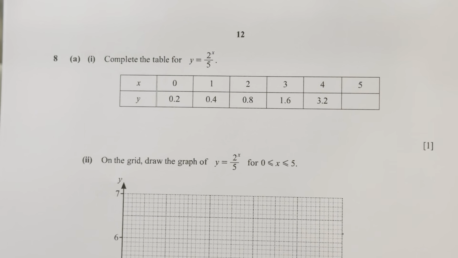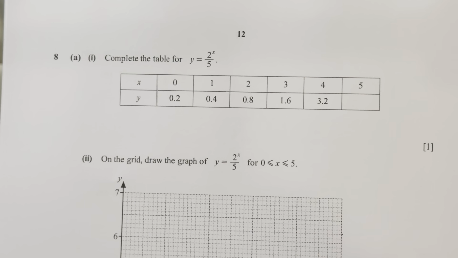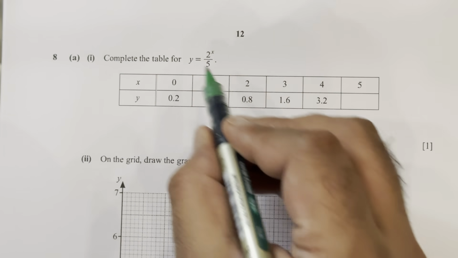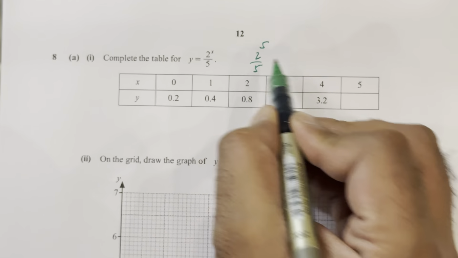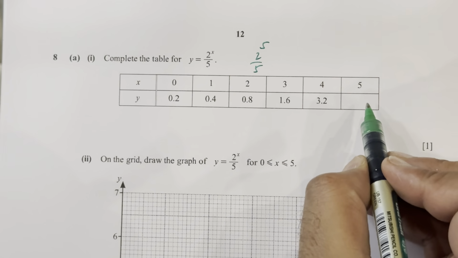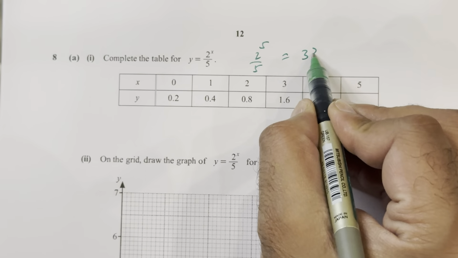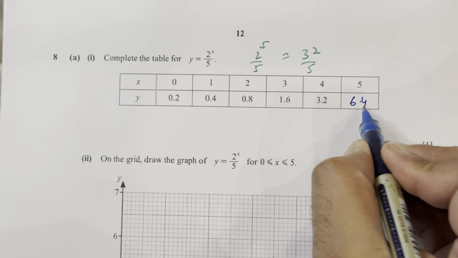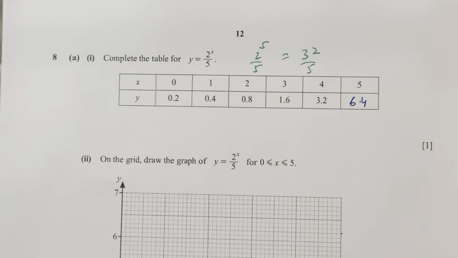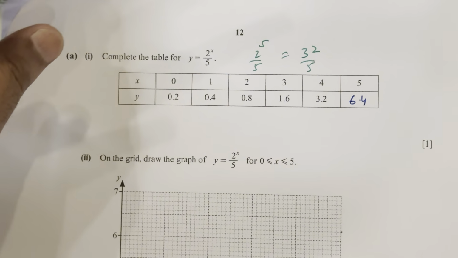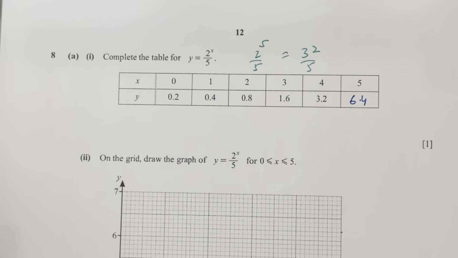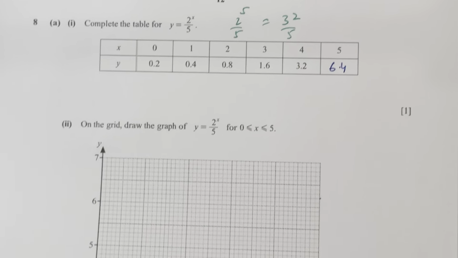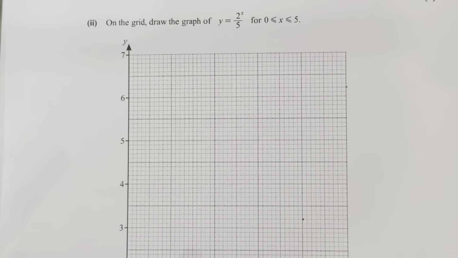Moving to question number 8. Question number 8 is: complete the table for y is equal to 2 raised to power x over 5. So I can put it over here, 2 raised to power 5 over 5. To complete this table, you get the value 32 by 5, that is equal to 6.4. Now you need to plot these points on the grid. Draw the graph of y is equal to 2 raised to power x over 5 for the values of 0 till 5.